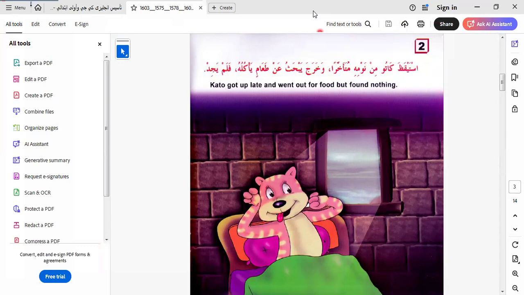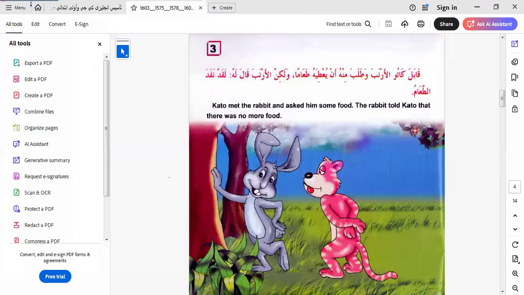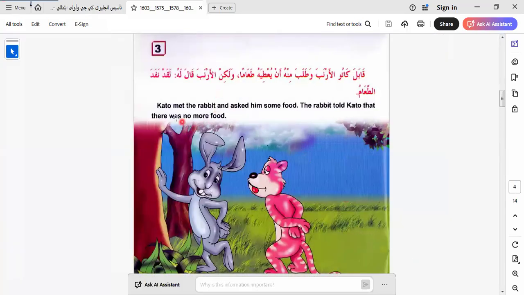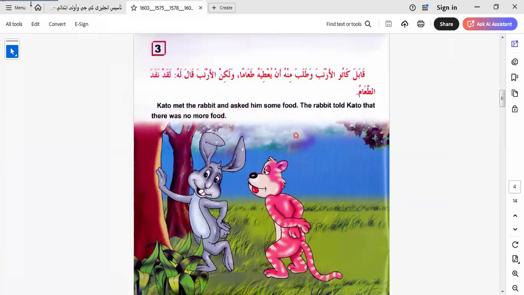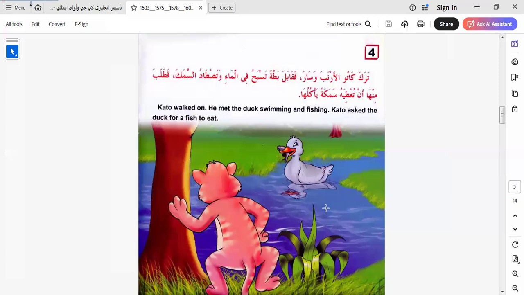Our story today is about what? It is about Kato and the duck. Let's read this story today. Kato met the rabbit and asked him for some food. So Kato wants food from the rabbit. The rabbit told Kato that there is no more food. This is the answer. Kato walked on.